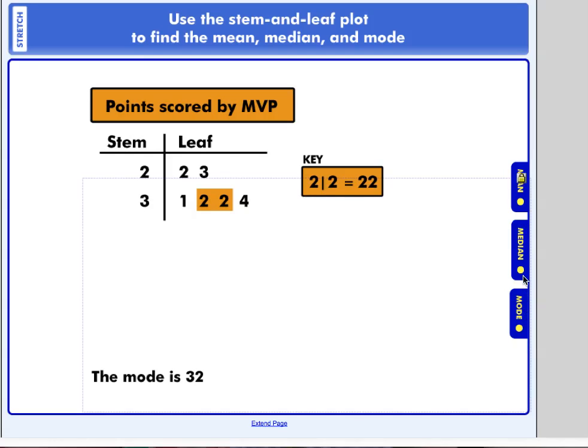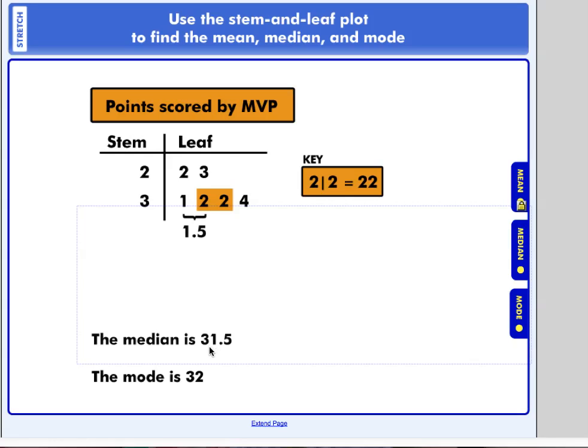Now if I need to find the median, I can do it in a couple of different ways. I can do it by the way we've always learned: put them in order, smallest to largest, and cross off from each end until you get to the middle value. Or we can even count. I've got 6 data pieces in here, so I could count to the middle, which is going to be between 31 and 32. So the median would be 31.5.